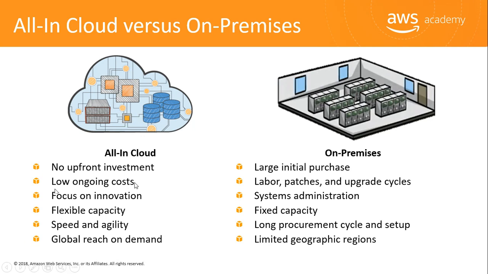The second one is low ongoing cost. It's very easy to calculate the cost, and it's very transparent. For example, if you are using one server for 30 days, or five servers for 30 days, the calculation is very transparent. I can tell you in the simplest way.